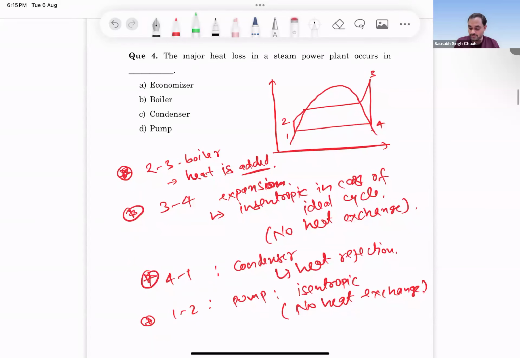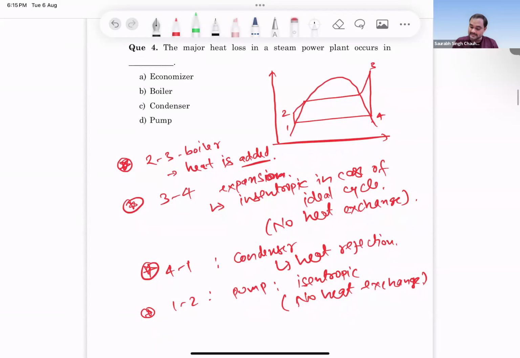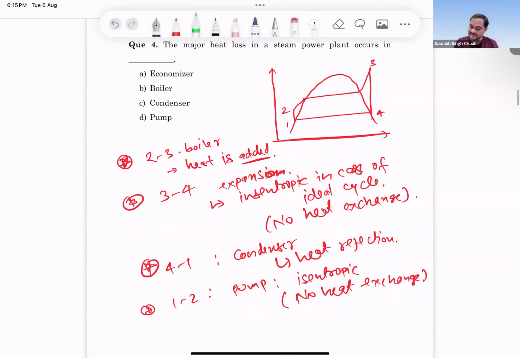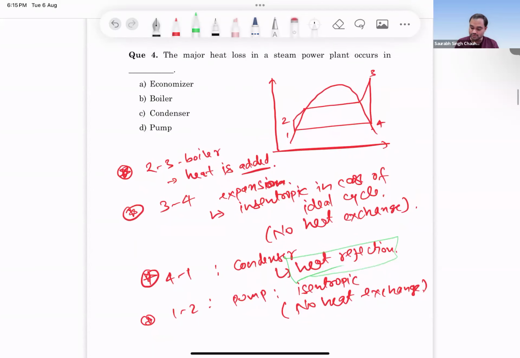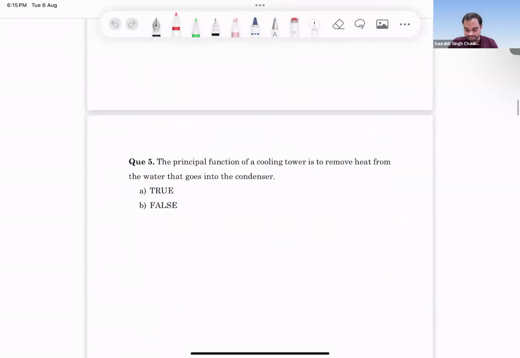3 to 4, no heat exchange. So no question of heat loss. 4 to 1, yes, in condenser there is heat rejection. And 1 to 2 again there is no heat exchange. So in condenser there is maximum heat loss, or heat rejection. So condenser should be the correct option. So we will move to the next question.